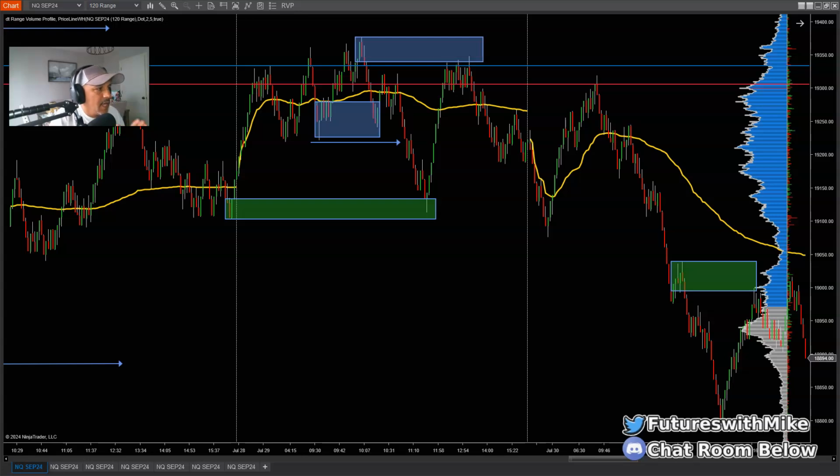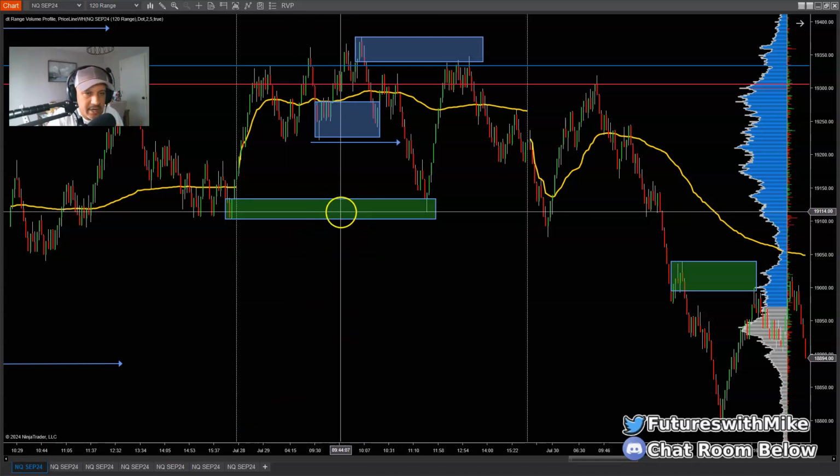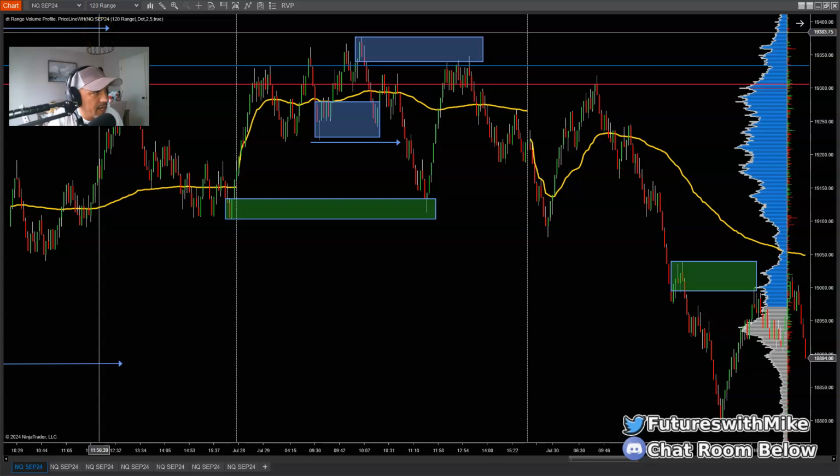Okay, so where you see this green box right here, this is the 120 range chart. So this is my higher base chart where I like to mark my zones and then move down to. And lately I've been using the 120 and the 24.